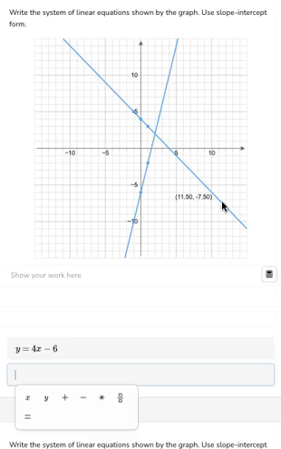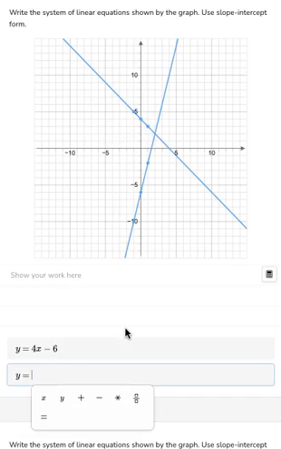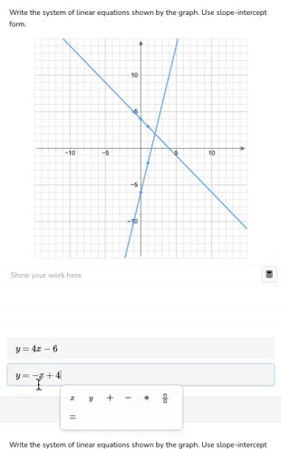Now for the graph with the negative slope, we have a y-intercept of positive 4, and the slope is -1 because we go down 1, right 1. Now when the slope is 1 or -1, we don't need to write the 1. We understand it's there. So this graph matches the system of equations y equals 4x minus 6 and y equals -x plus 4.